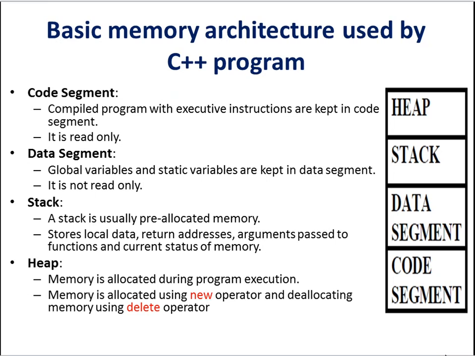And stack is used to store the function calls, or it stores the local data, then return addresses and arguments passed to the function. And the working principle of the stack is last in first out, LIFO. Then the last part is the heap, which is used to allocate dynamic memory in programming languages. Memory is allocated during program execution from the heap part. Memory is allocated in C++ using the new operator and deallocated using the delete operator.